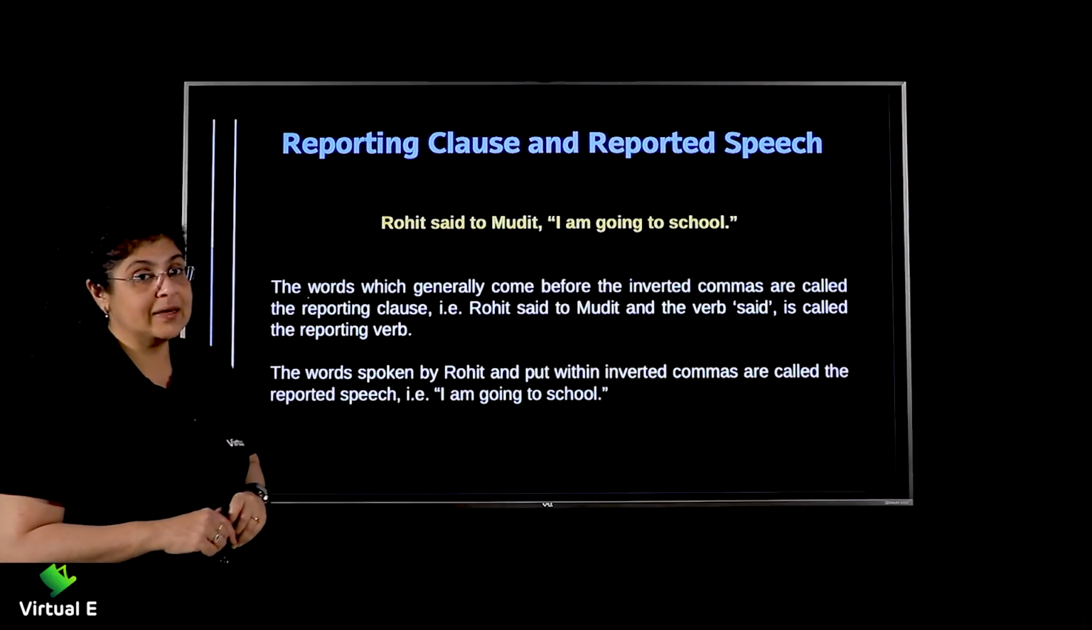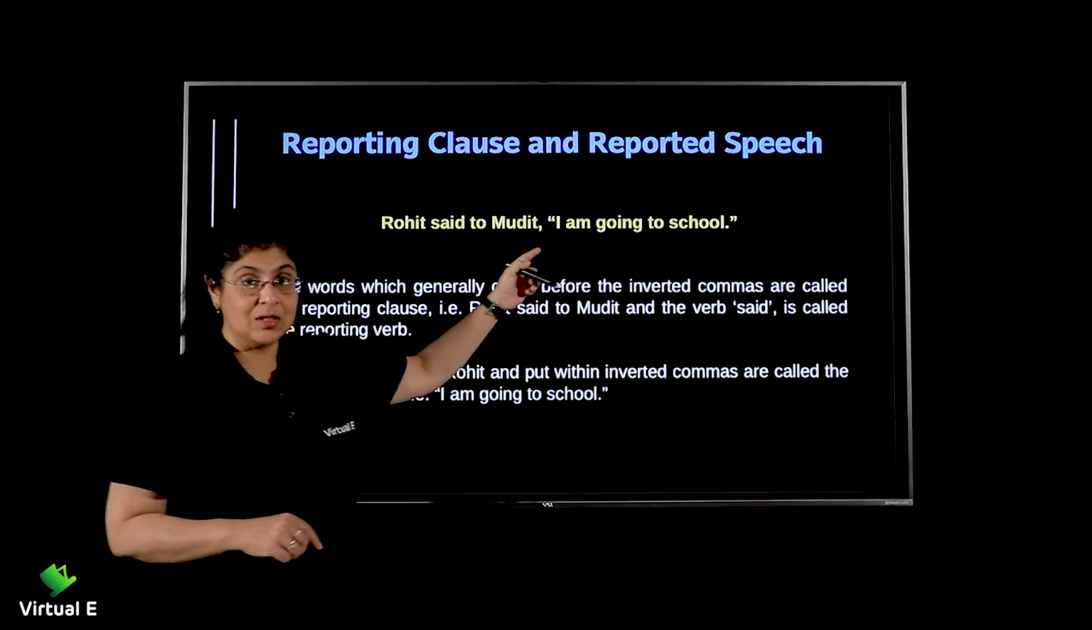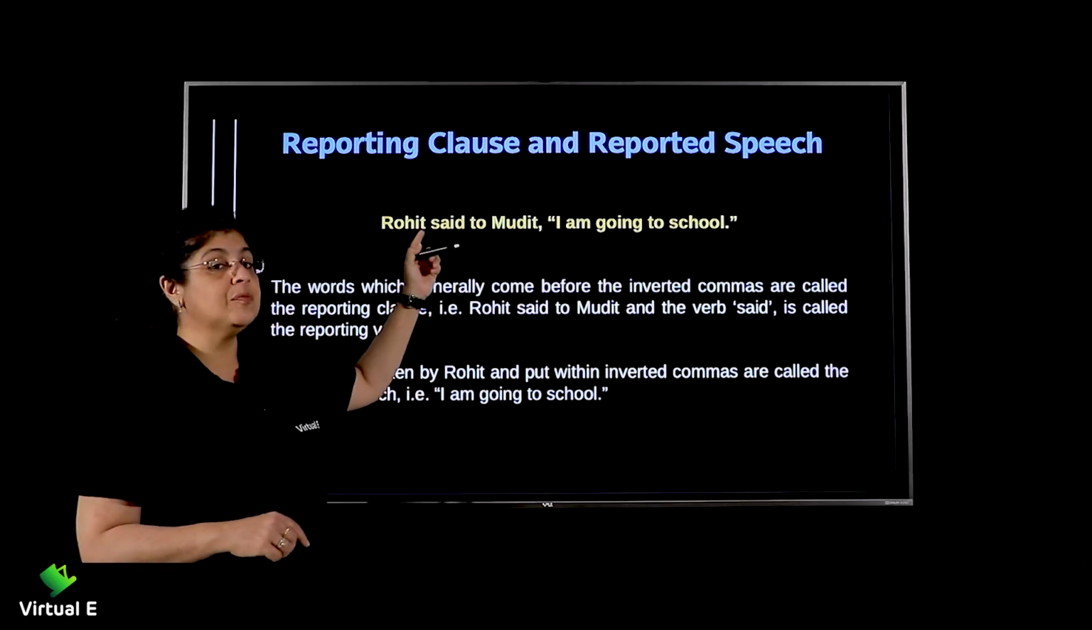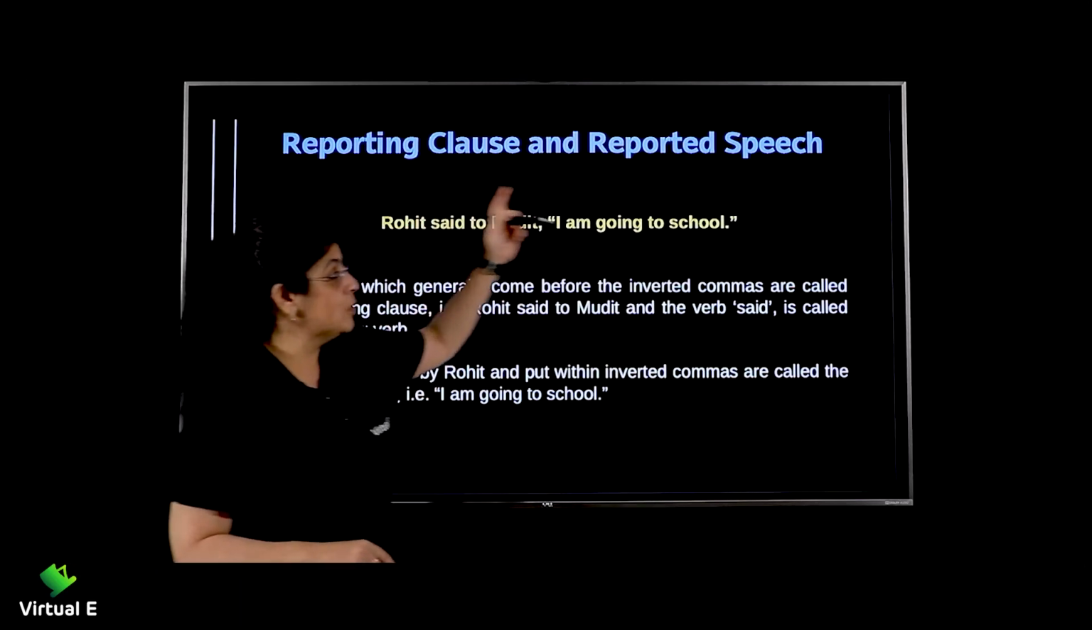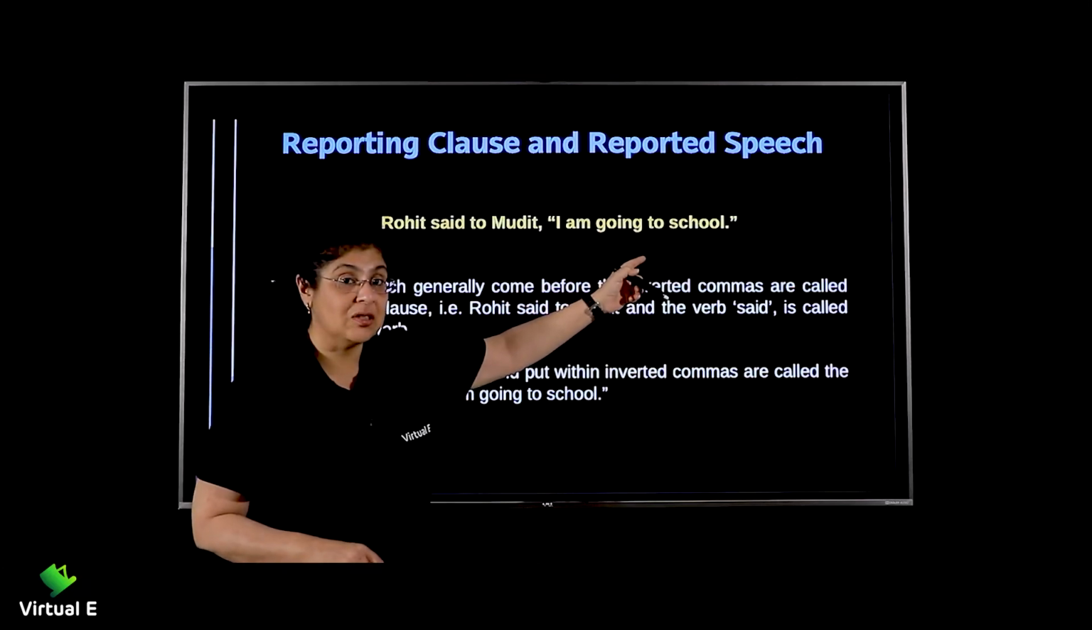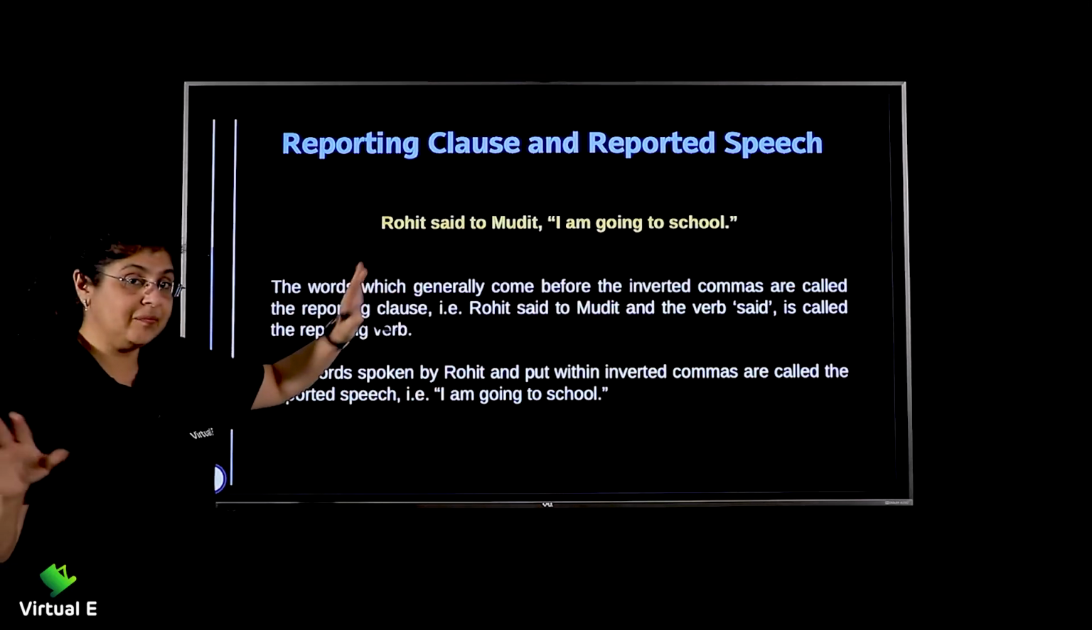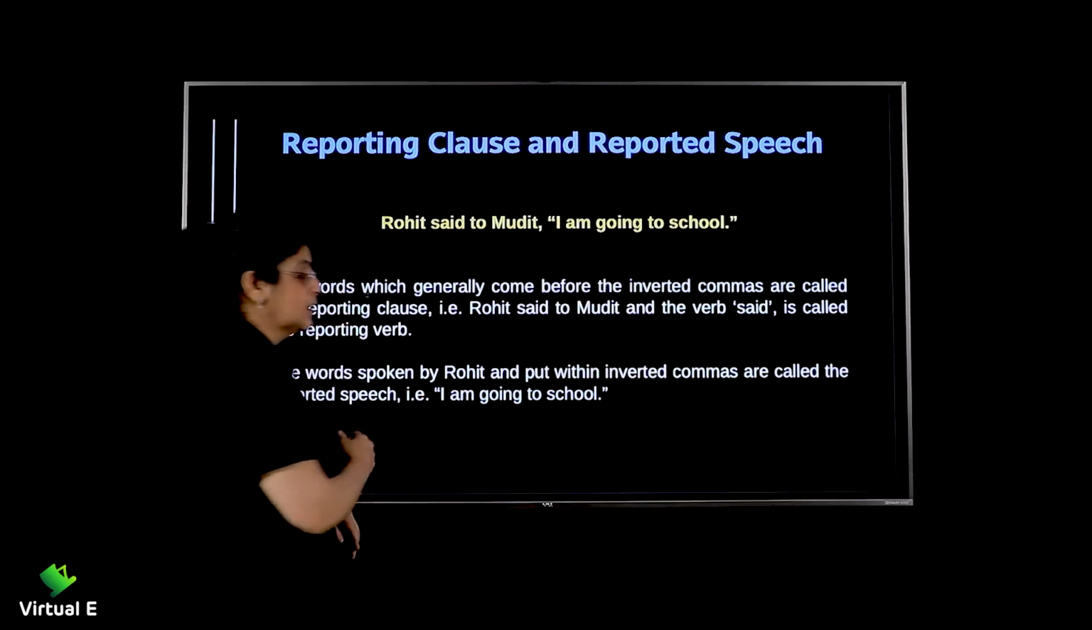So, do you understand now? You have the reporting clause, Rohit said to Mudit. You have the reporting verb said, and you have the reported speech. Okay. So, we are clear with everything? Yes, I'm sure. Move on.